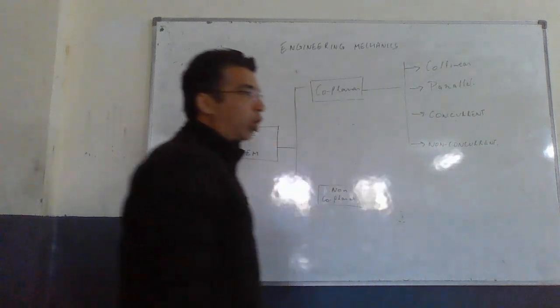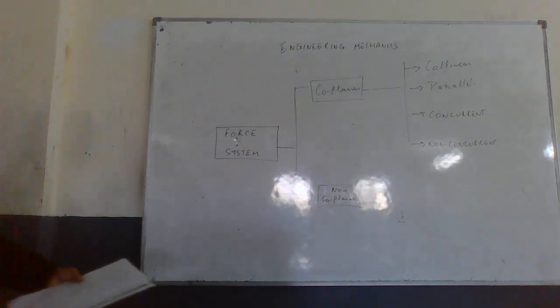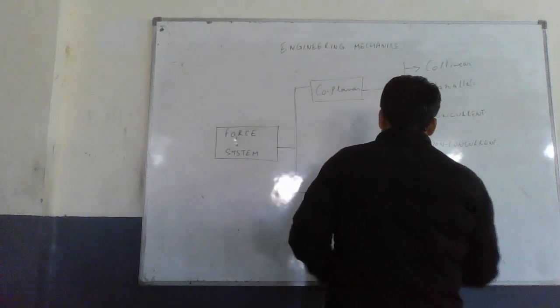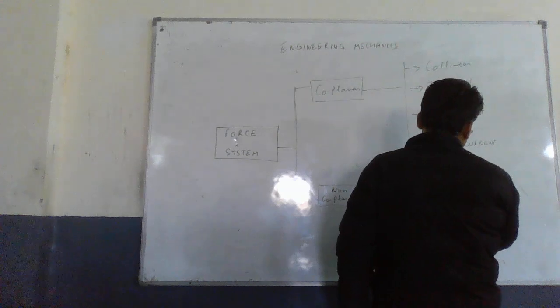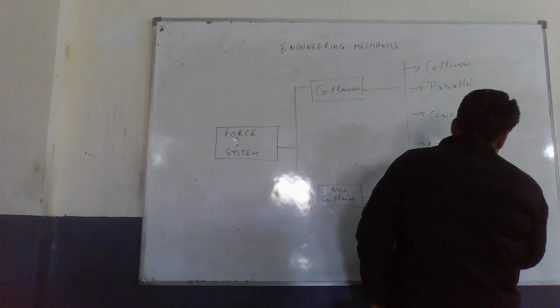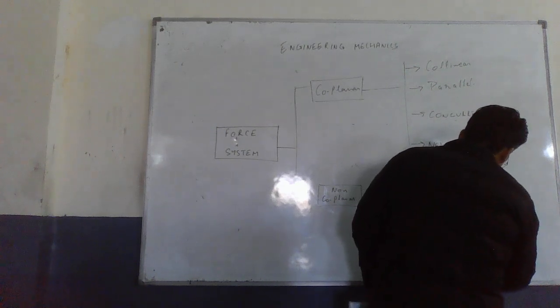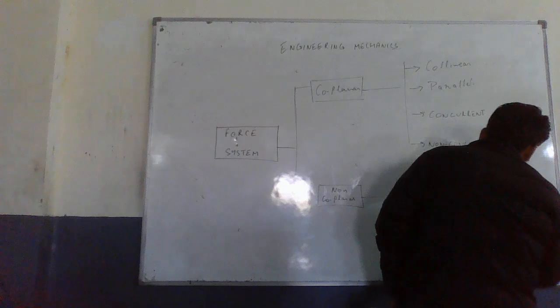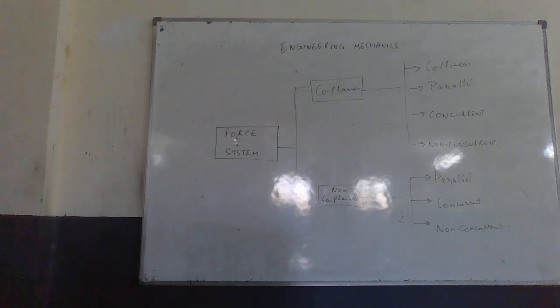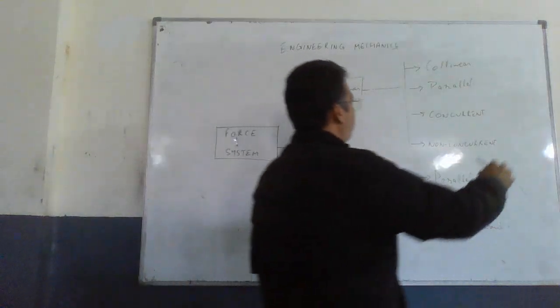Similarly, non-coplanar is further divided into three types of forces. One is your parallel, then second is your concurrent, then third is your non-concurrent. So remember these types of system of forces. Okay. Now I will make you understand the first type of force system, that is your collinear force system.